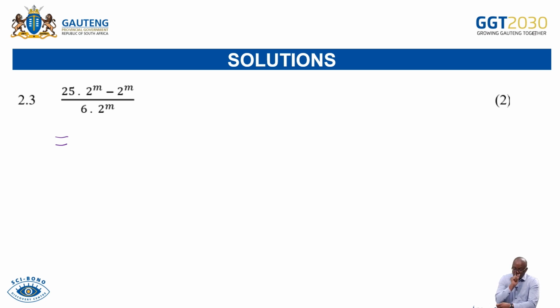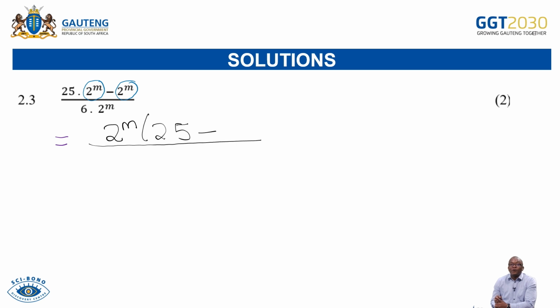So now, we can see that on the numerator, we are having a common factor of 2 to the exponent of m. So what do we do then there? We are going to say, okay, if I were to take out 2 to the exponent of m as a common factor, I will be left with 25 minus.